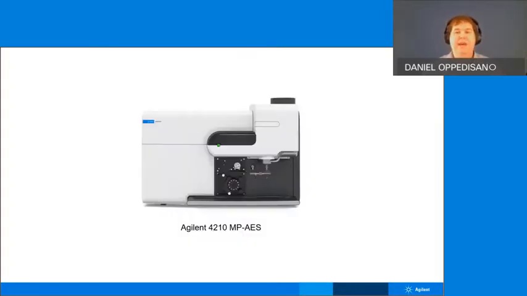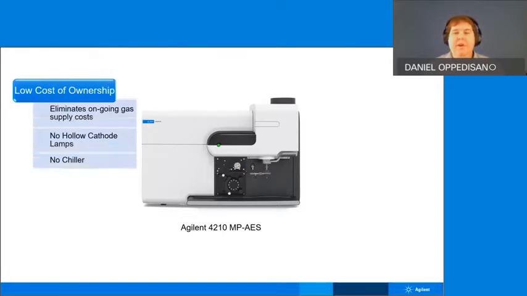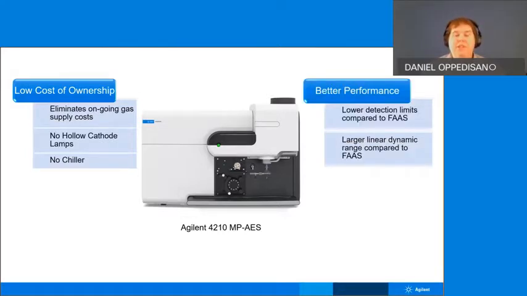The 4210 MPAES has notable features that benefit elemental analysis requirements. It has a low cost of ownership. Nitrogen used in the MPAES is cheaper than acetylene or argon, and it becomes even cheaper when you're generating nitrogen from air. This also eliminates ongoing gas supply costs. The MPAES also doesn't require hollow cathode lamps or a chiller. It has better performance with lower detection limits and a larger dynamic range than flame atomic absorption.